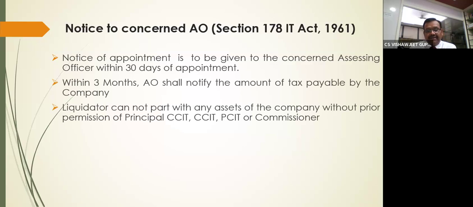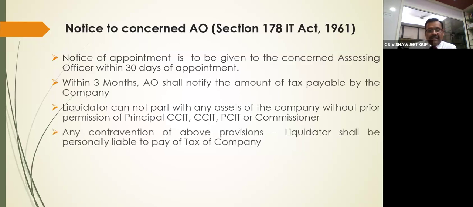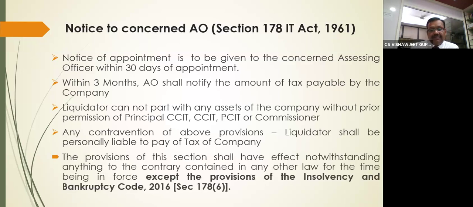The liquidator cannot part with any asset of the company without prior permission of the Principal CCIT, PCIT, or the Commissioner. Any contravention of the above provisions, the liquidator shall be personally liable to pay the tax of the company. So if you make any contravention of these provisions, you will be personally liable to pay tax of the company.